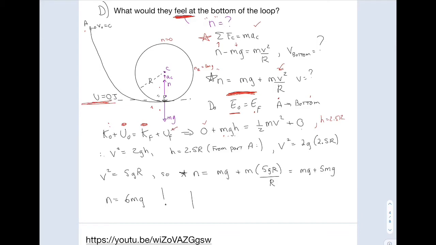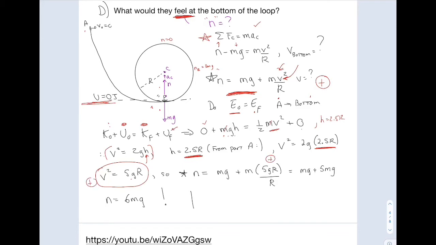So I have mgh is this. I can cancel out the m's and I get v squared is 2gh. But h is 2.5 r. So right here we have an h, I'm going to put in 2.5 r. So 2 times 2.5 is 5. So right here where I have the v squared, I'm putting that in right there.